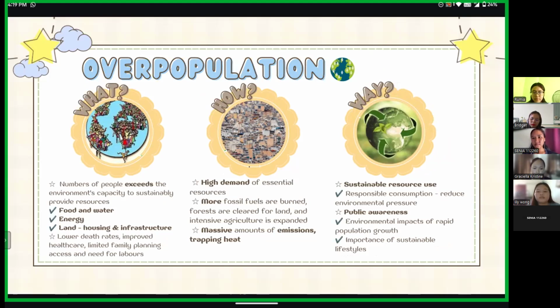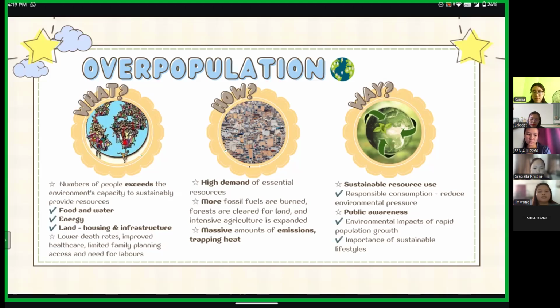Overpopulation is another cause of greenhouse gas accumulation happening on this earth. So what is overpopulation? Overpopulation is the situation when the number of people on earth exceeds the environment's capacity to sustainably provide resources. Specifically, it limits our access to food, water, energy, and land for housing and infrastructure.